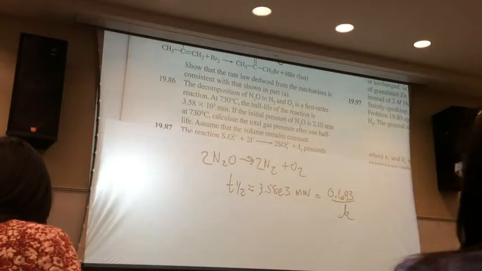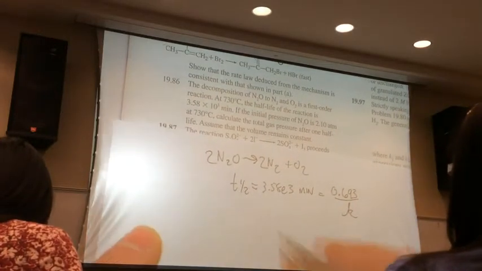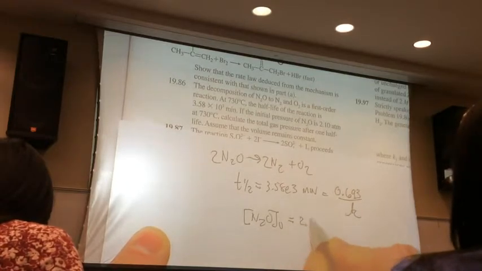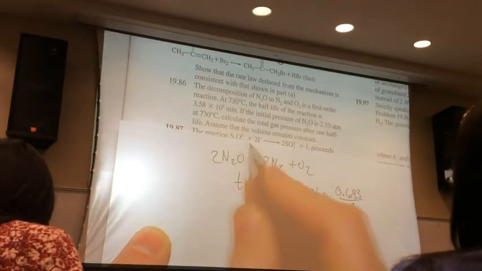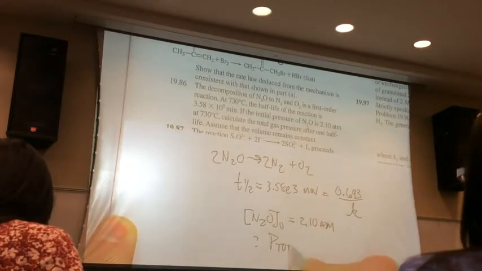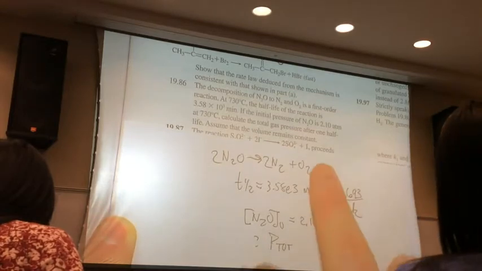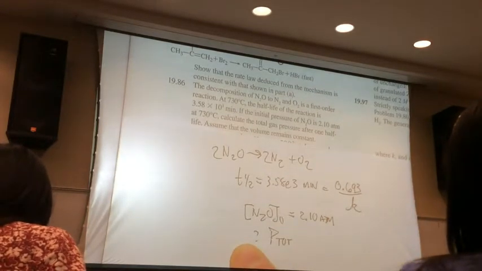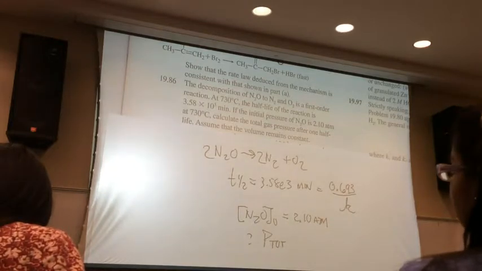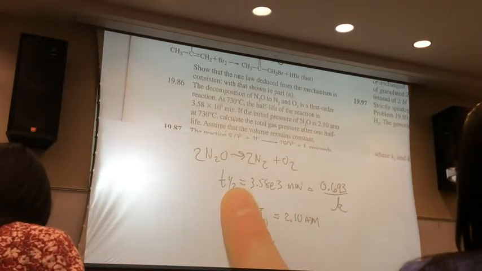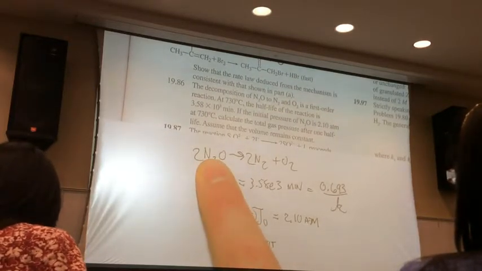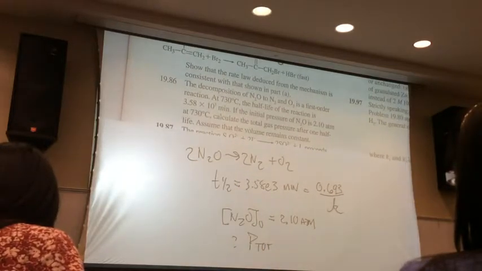All right. So the initial pressure of N2O is 2.10 atmospheres at this temperature. What we want is the total gas pressure after 1 half-life, assuming a constant volume. This is going to be at least a 2-step process. The first thing we can do is figure out how much of this is left after 1 half-life. That's what we usually calculate, right?